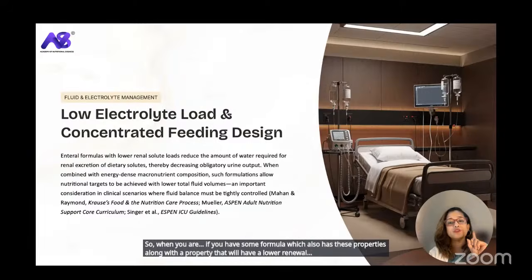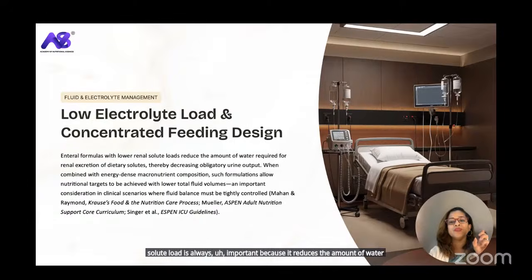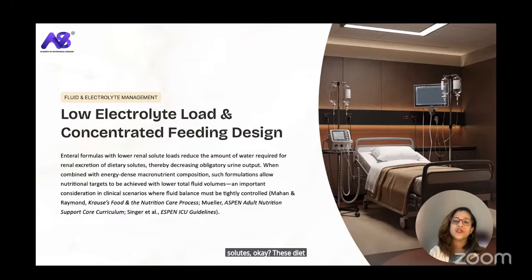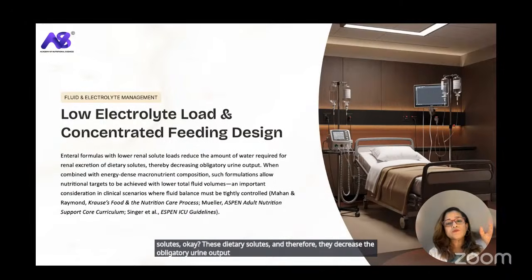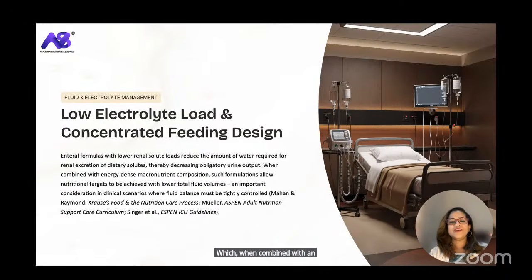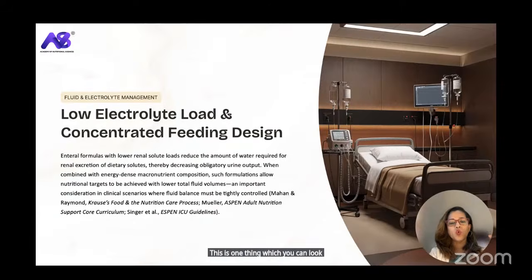So if you have a formula which also has these properties, along with a lower renal solute load, that is always important, because it reduces the amount of water that is required for the renal excretion of these dietary solutes, and therefore they decrease the obligatory urine output, which, when combined with energy dense macronutrients, will allow nutritional targets to be achieved even with a low total fluid volume. So, we always face this one problem in the ICU where we want people to have lesser volume and higher calories and protein. So, this is one thing which you can look at: low electrolyte load and concentrated feeding designs.